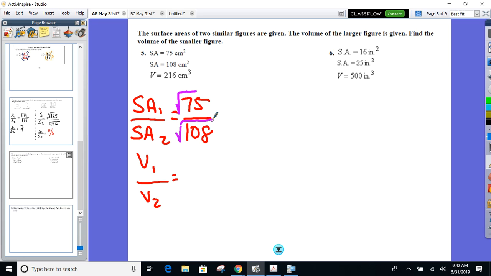So square root of 75 over the square root of 108. Please leave it as a fraction. What are we getting as a fraction there? Hit your math button. Change it to a fraction. It's a big fraction. Hopefully it's not that big. 5 over.